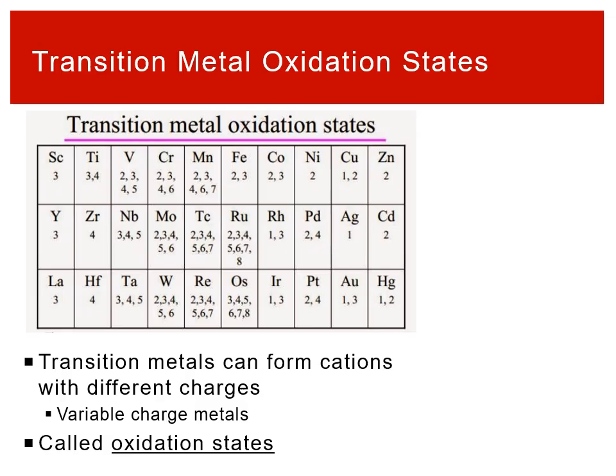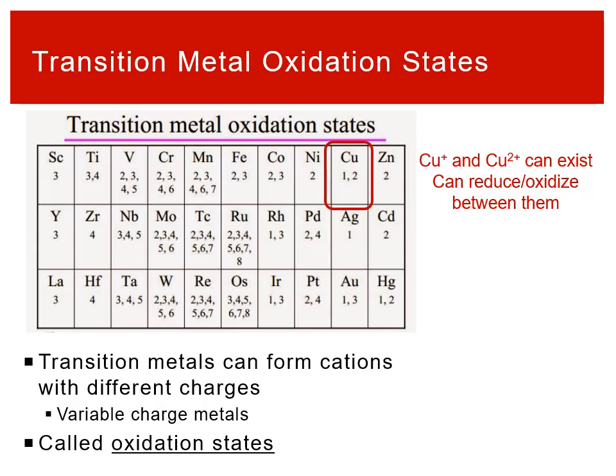The transition metals tend to all form cations when you ionize them, and they can form cations with different charges. We call them variable charged metals. So if you have, say, something like copper, you'll see I've looked up this reference information of all the transition metals, and I can see that copper can form either Cu+ or Cu2+. Both of those cations can exist for copper.